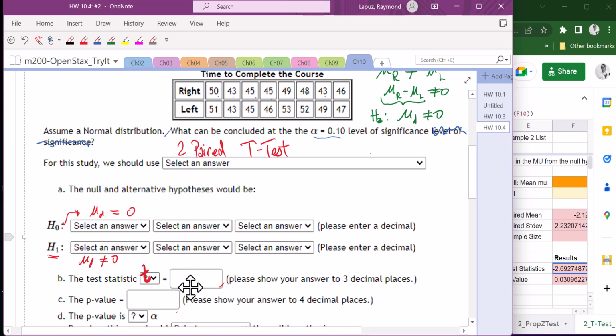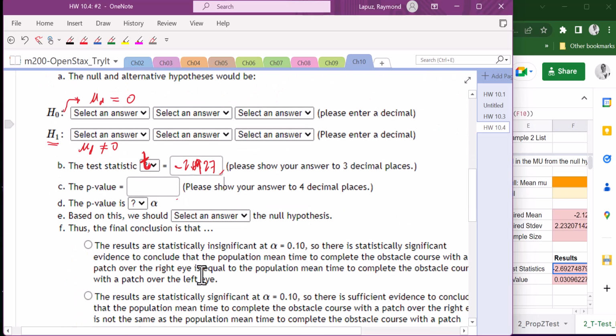We have our test statistic was given to be a negative 2.692774. Our p-value was 0.03096, or that would be 0.0310 if we want to be accurate to 4 decimal places. But I think they're flexible here if you put more than 4 decimal places.